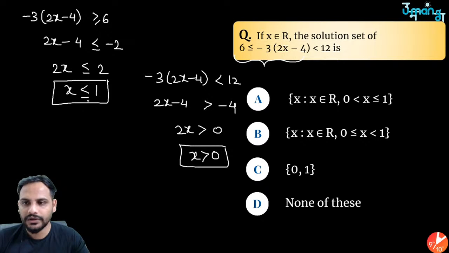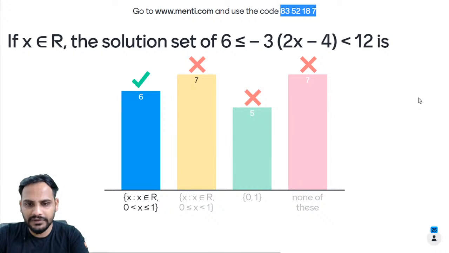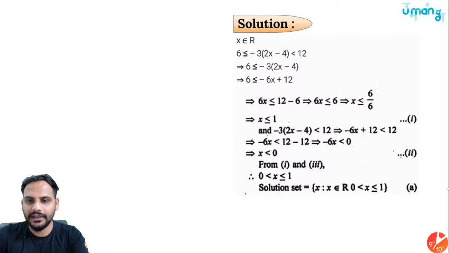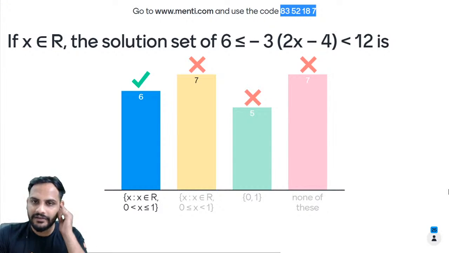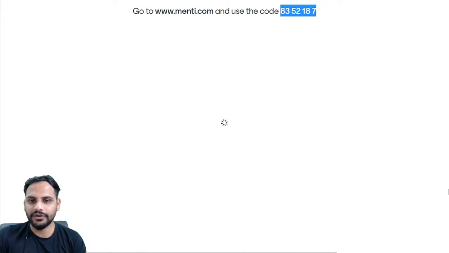X is greater than 0 but less than or equal to 1, and they are saying x belongs to real numbers. So I can clearly say x is greater than 0 but less than or equal to 1. As simple as that. Option A is your correct answer. Many students have given me B as well because of the sign problems. Do not make any mistake in the sign. Got it? So option A will be your correct answer. Think about changing the sign because I have divided by minus 3. So when you divide by minus 3, the sign should change. Got it? Let's go for the leaderboard now.